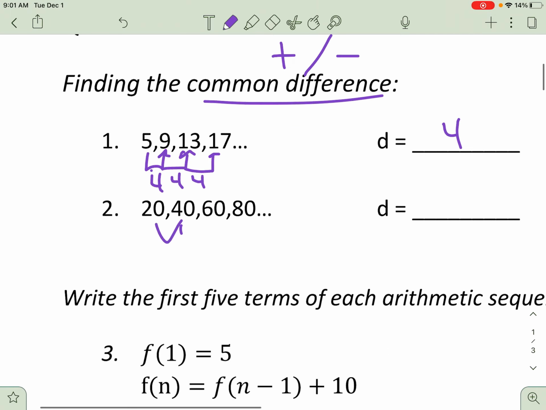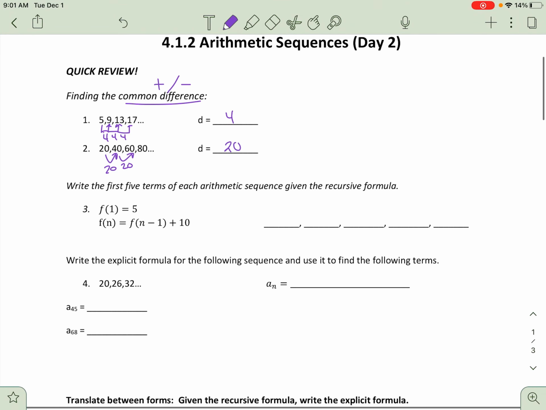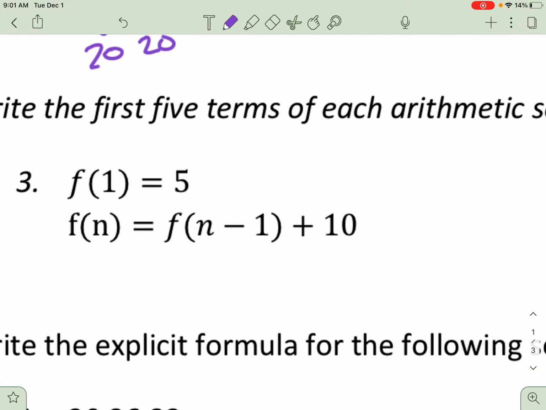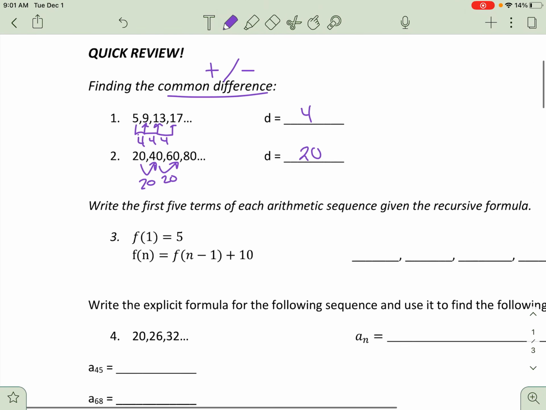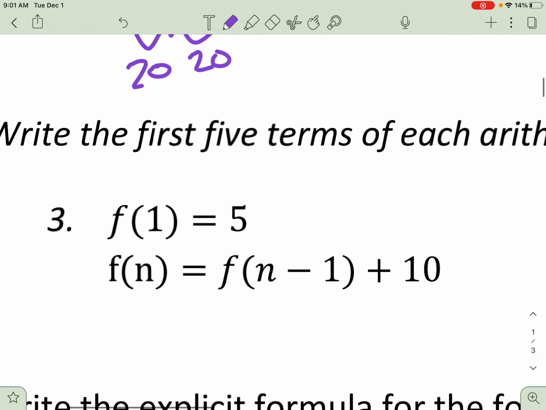Okay, same thing here. You are adding 20 every time. So this one is also a positive, and it is 20 this time. All right, so write the first 5 terms of each arithmetic sequence given the recursive formula. What you're going to be asked to do for the quiz and everything else is look at the recursive formula and be able to tell me what the key features of it are.